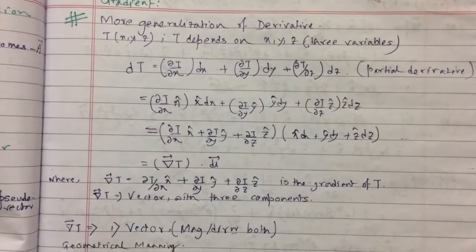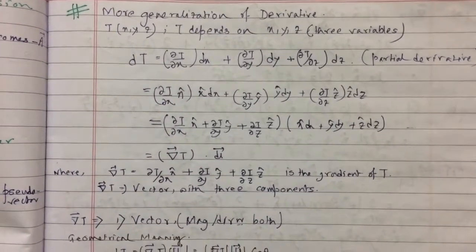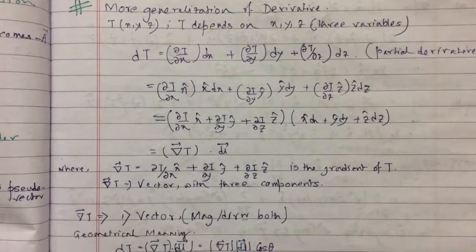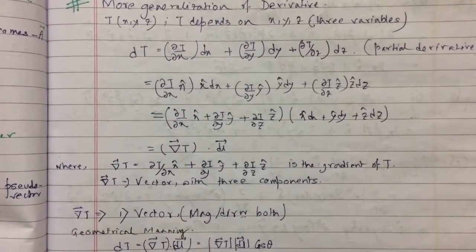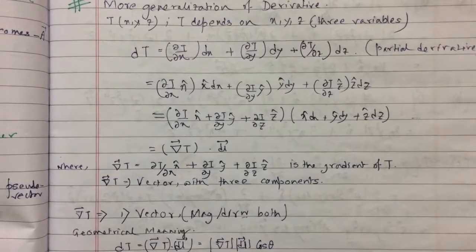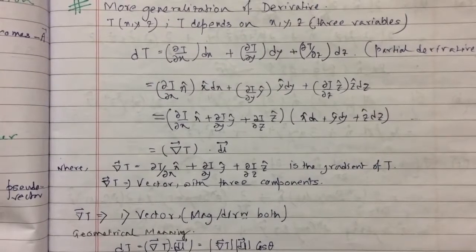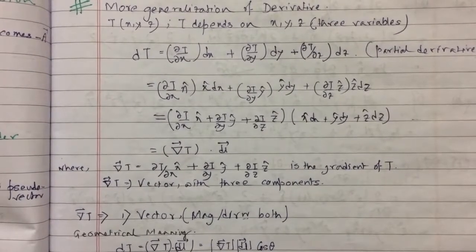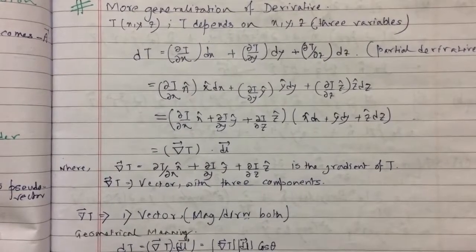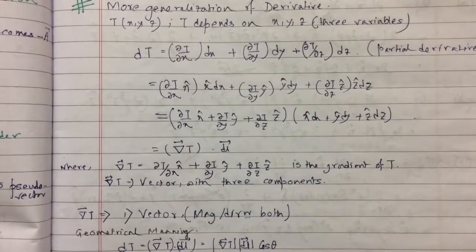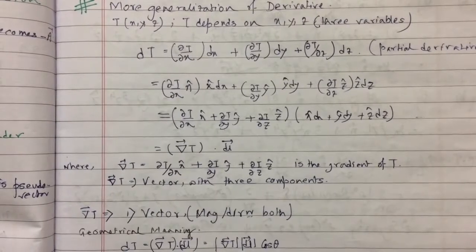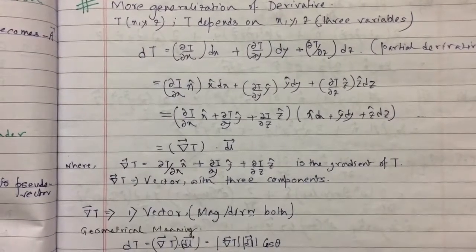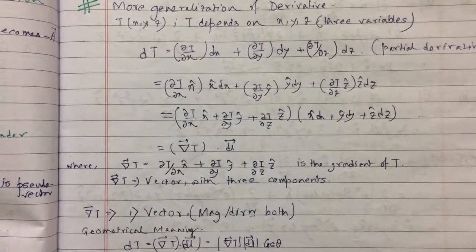Now what is this del of T? This is a vector quantity, of course. This has 3 components: del/del x x cap plus del/del y y cap, and so on. Now it is a generalized derivative, of course. What we are actually looking for, যে generalized derivative আমরা খুঁজছিলাম, এটা হচ্ছে সেইটা. And this is a 3-dimensional version of df dx, what we have discussed earlier.